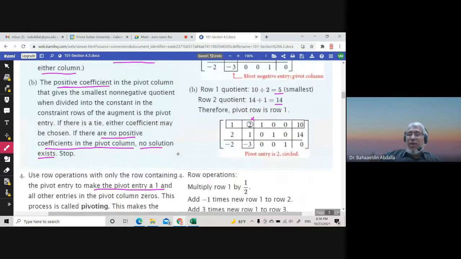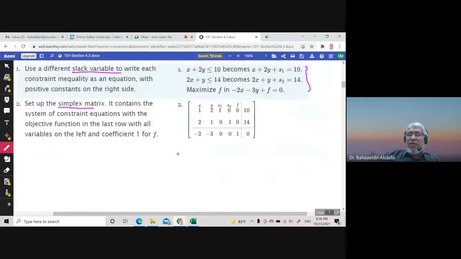Notice that here in this matrix, I have 1 0 0, 0 1 0, 0 0 1. These three variables, S1, S2, and F, are called basic variables. Any variable with 1 0 0 or 0 1 0 or 0 0 1 is called a basic variable. So in this matrix, we have three basic variables and two non-basic variables.